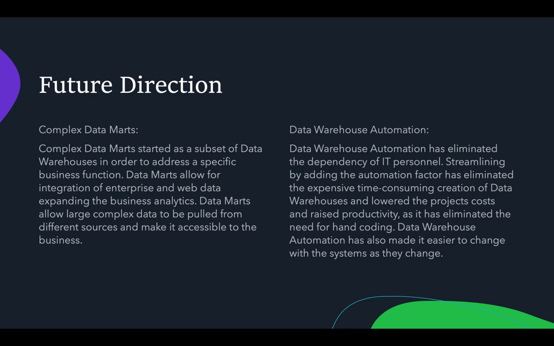The last direction we'll talk about is automation. Data warehouse automation has eliminated the dependency on IT personnel almost altogether. Streamlining by adding the automation factor has eliminated the expensive, time-consuming creation of data warehouses, lowered the project's costs, and raised productivity, as it has eliminated the need for hand coding. Data warehouse automation has also made it easier to change with the systems as they change.